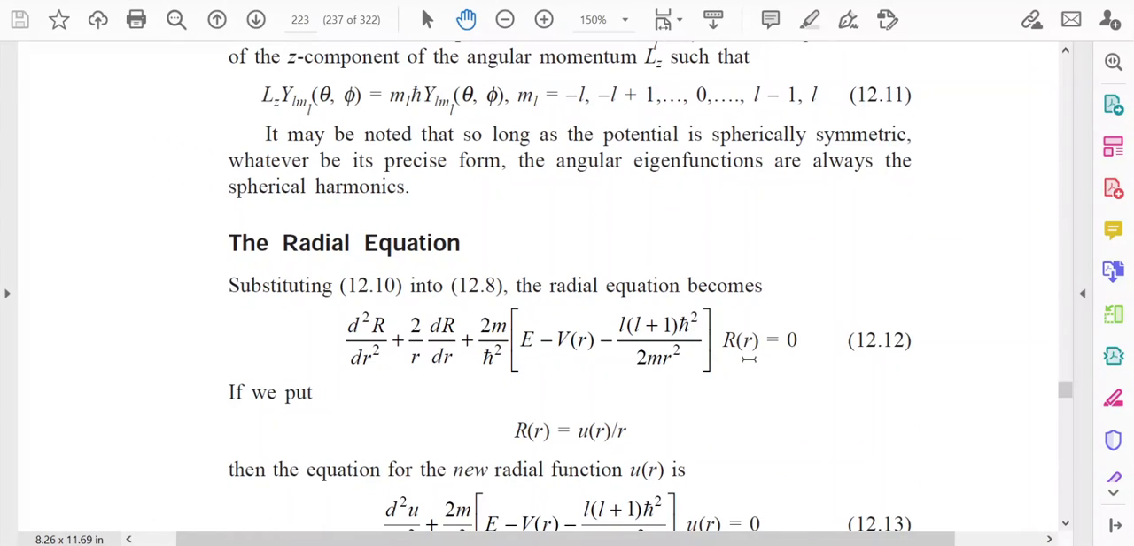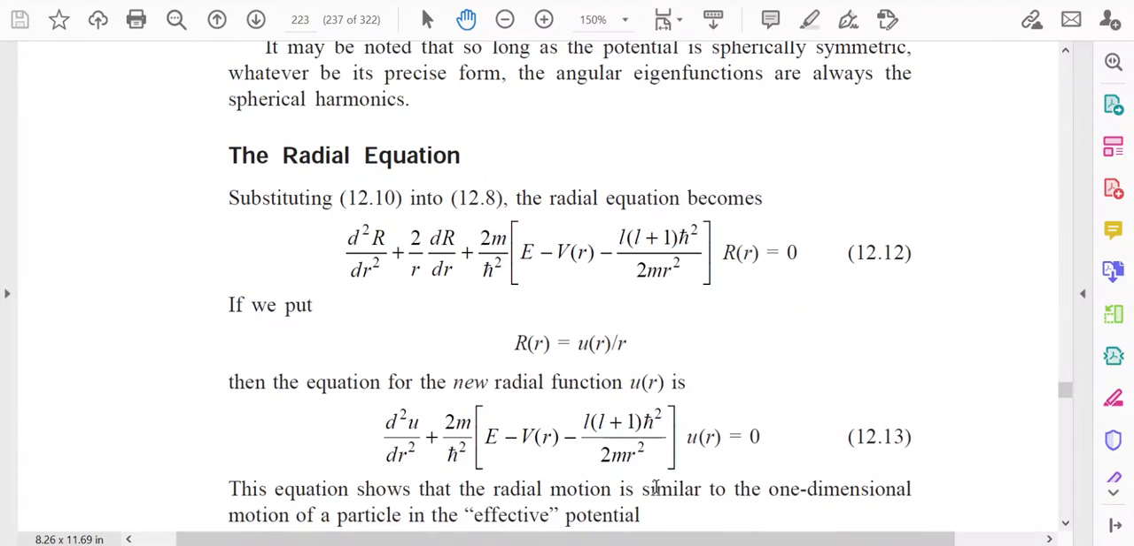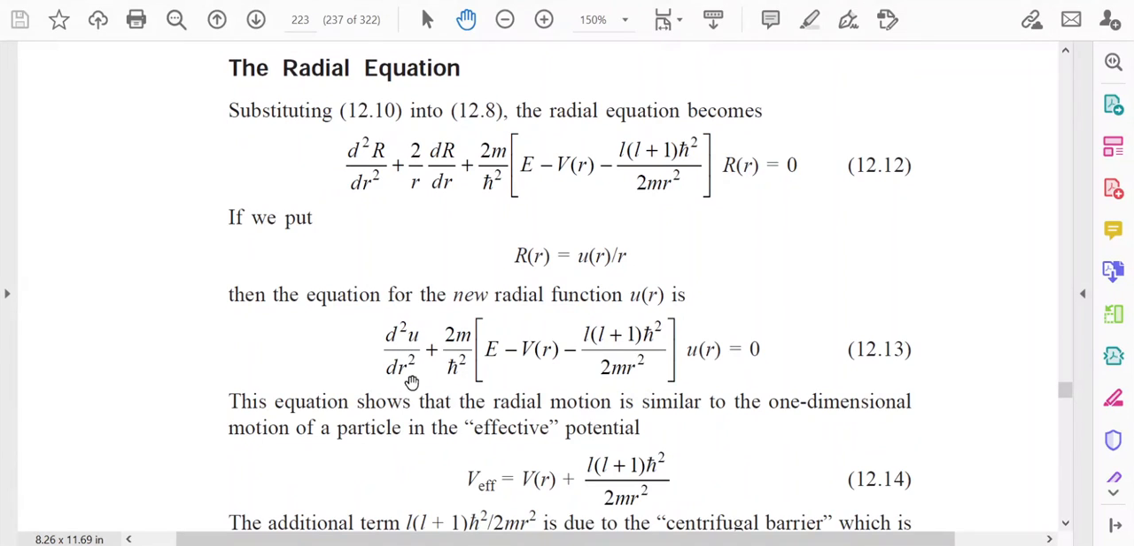How to simplify? We assume that capital R, which is a function of small r, is equal to u divided by small r. Then the equation for the new radial function u becomes like this. We are just converting capital R in terms of a new function u, capital R equals u by r. After this substitution, the equation becomes d square u by dr square plus 2m by h cut square into E minus V minus l into l plus 1 h cut square divided by 2m r square into u of r is equal to 0.